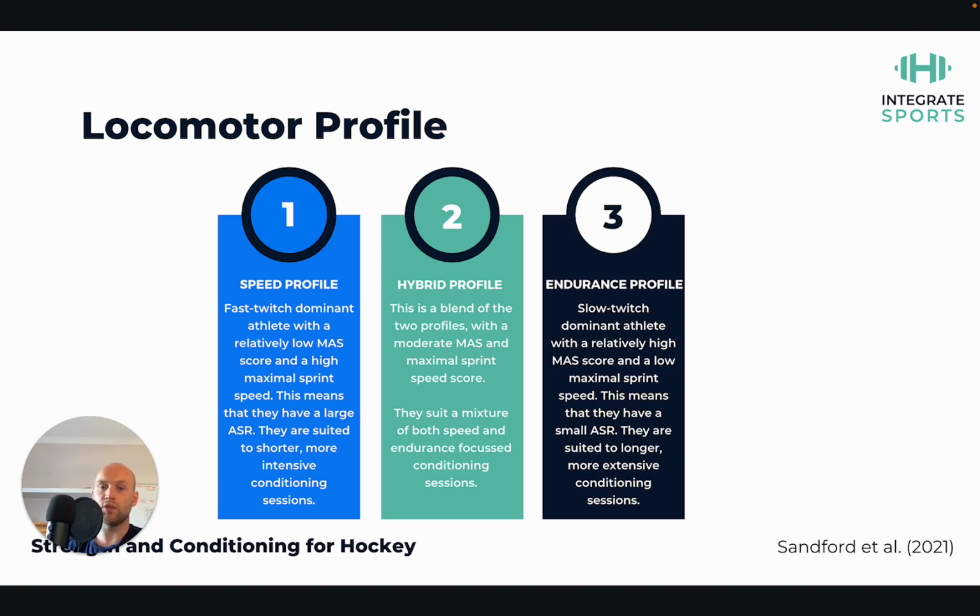And then lastly, the endurance profile is slow twitch dominant. So they've got a very high mass score, but a pretty low maximal speed score. This means they've got a small ASR and are more suited to what we call extensive conditioning sessions.